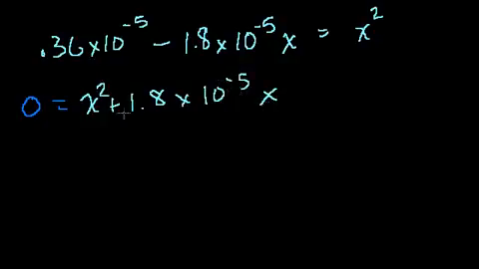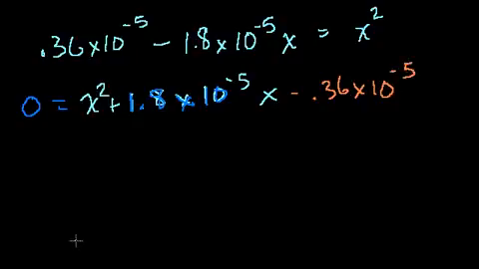Let me put this 1.8 times 10 to the minus 5 separately, just so you can see the coefficients separate from the x terms, minus 0.36 times 10 to the minus 5. So let's solve this. And once again, if you wanted to, you could eliminate this term and then just figure out the straight up square root. But we won't do that. We'll actually use the quadratic equation.